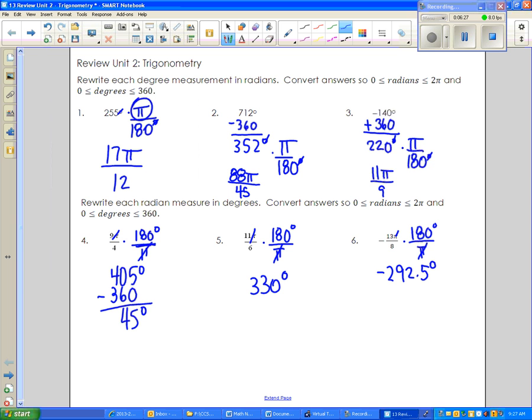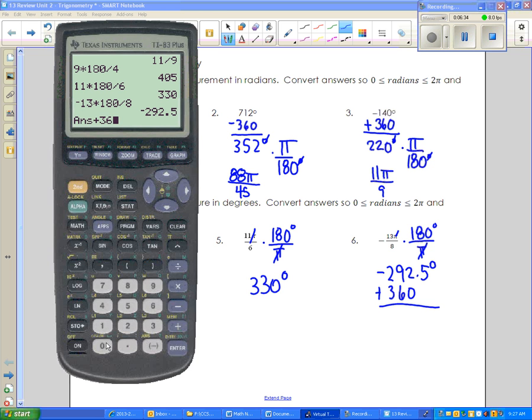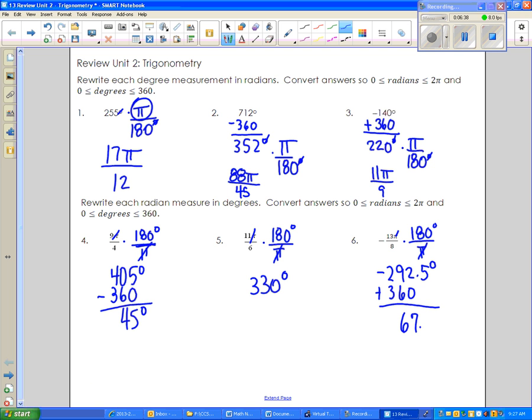But obviously, since that value is negative, we're going to need to add 360 to that. You can do that on a calculator. And that gives us 67.5 degrees. And we can leave our answer just like that.